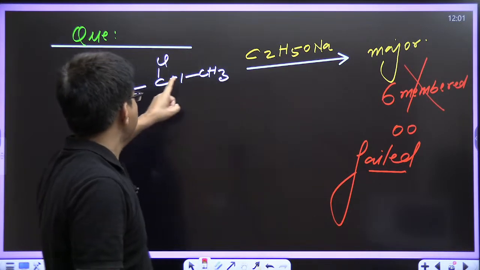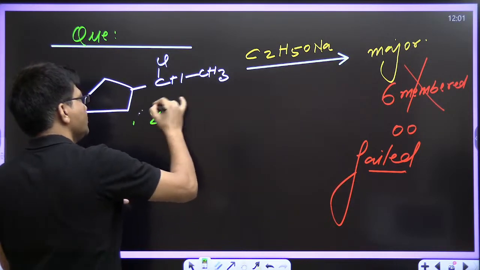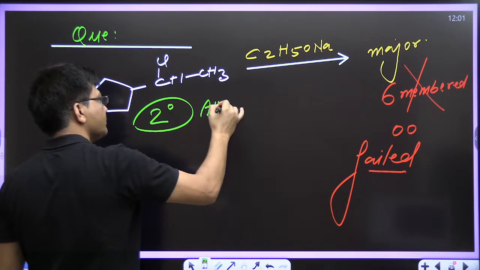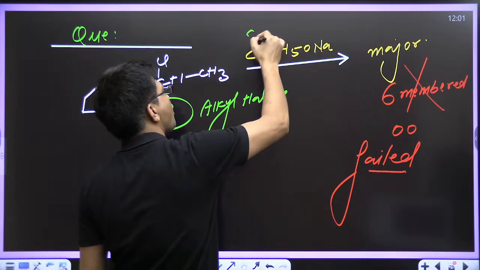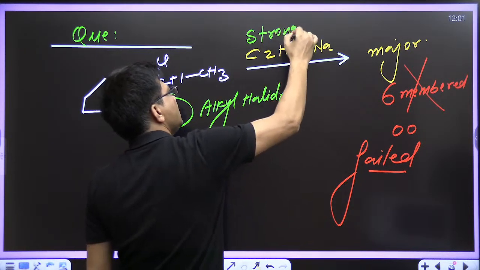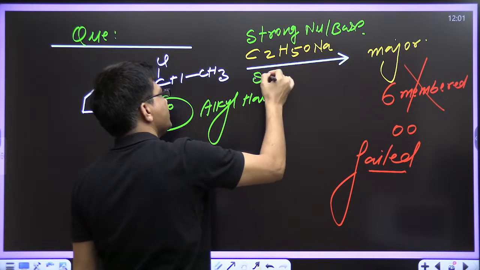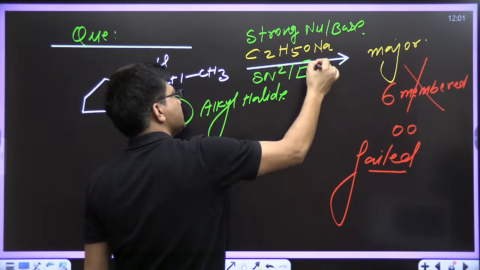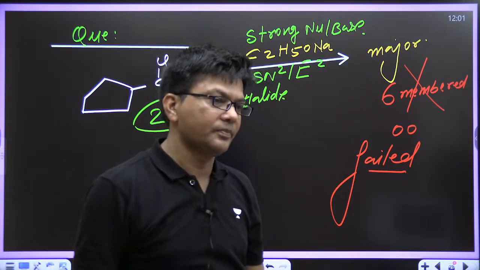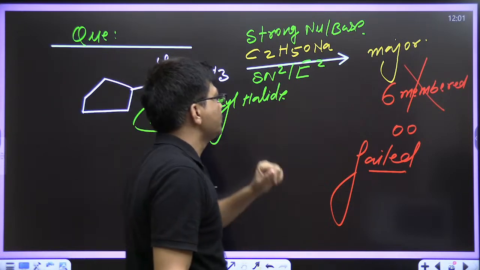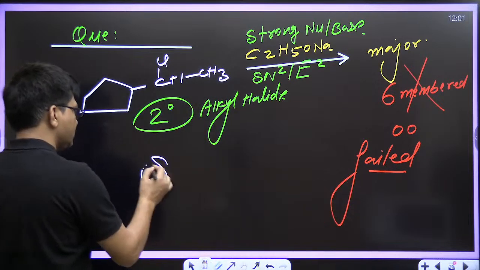You see, this is a 2-degree alkyl halide. That's why I've told you that trick. 2-degree alkyl halide, and you know that with a 2-degree alkyl halide and a strong nucleophile or base, it will show SN2 as well as E2 reaction. And SN2 and E2 reactions take place in a single step. So this is an example of an SN2/E2 single step reaction, and single step reaction means no carbocation formation.